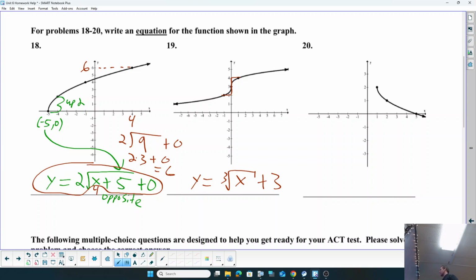So there's our equation there, cube root, over 1, up 1. And then it goes up, and then it goes up 2 over 8, which is right. So over 8, up 2. Cool. Okay, you got this, number 20. You try. You got this.